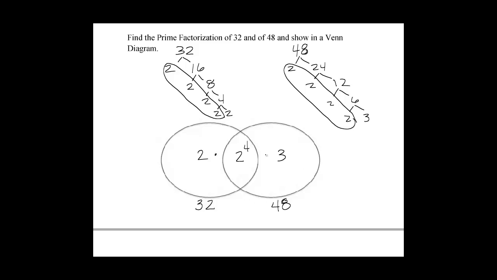We know that if we multiply them together, we'll get the least common multiple. So I have 2 to the 5th. We know that's 32. 32 is 2 to the 5th. And now we're going to multiply that by 3. So 3 times 2 is 6. 3 times 3 is 9. The least common multiple of 32 and 48 is 96. So this is one method of finding the least common multiple using prime factorization and a Venn diagram.